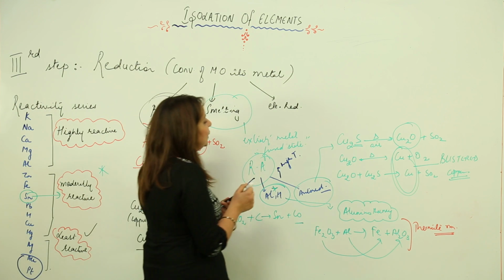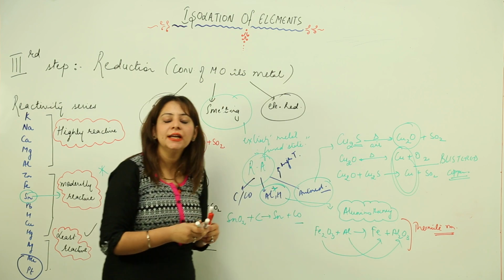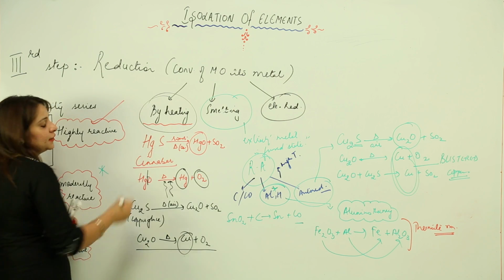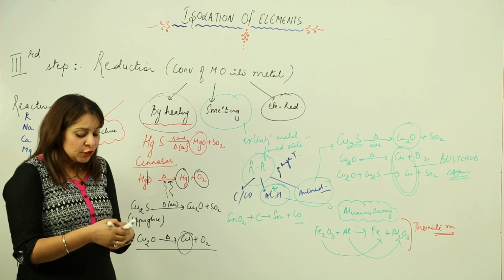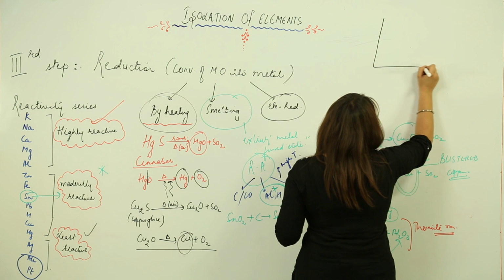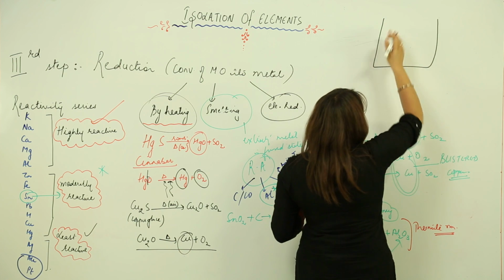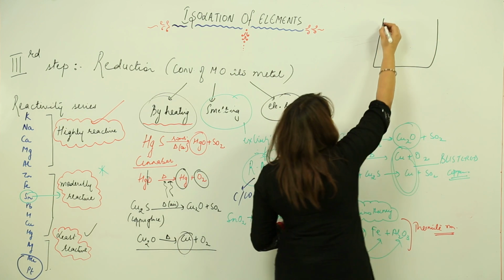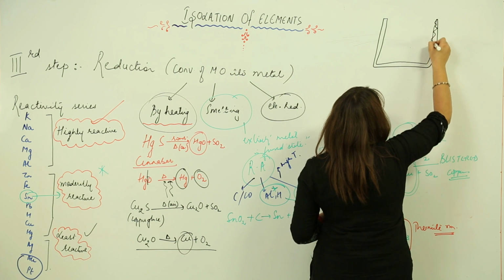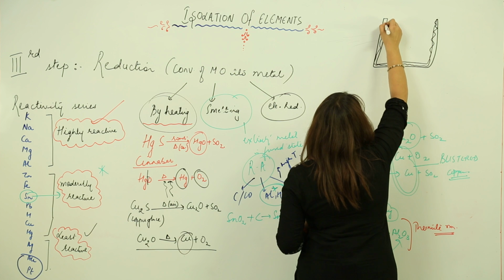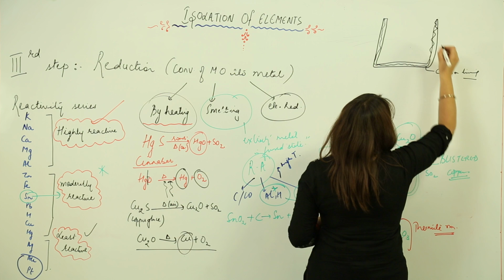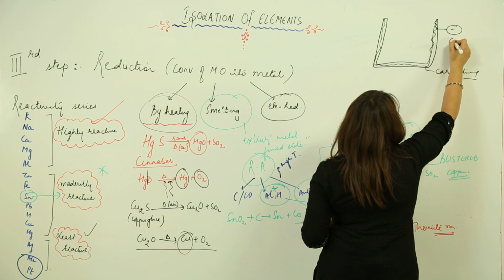Third is electrolytic reduction. You know that this method is employed for highly reactive metals. So let's see how this electrolytic reduction takes place. Let me first draw the electrolytic tank or cell. So this is my electrolytic cell in which I have a carbon lining. I have just lined it with carbon, and this lining is going to serve as the cathode.